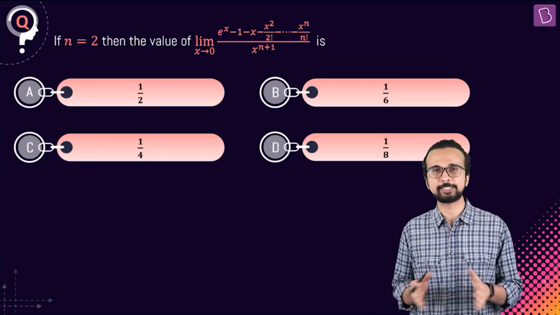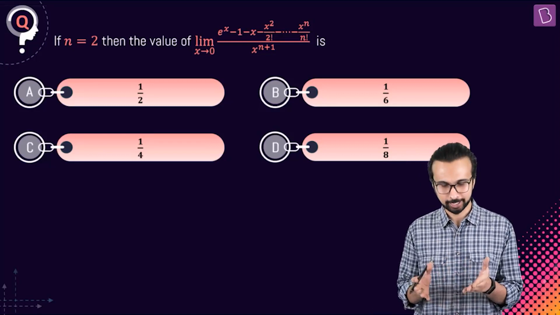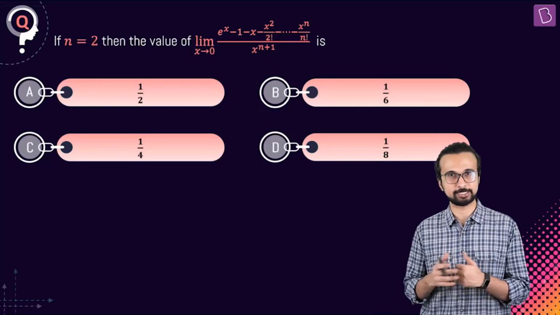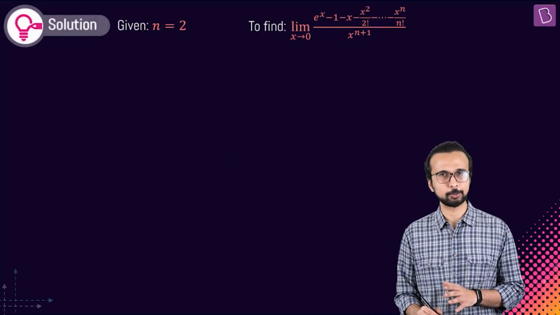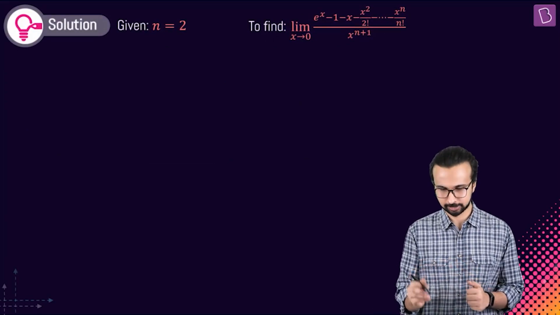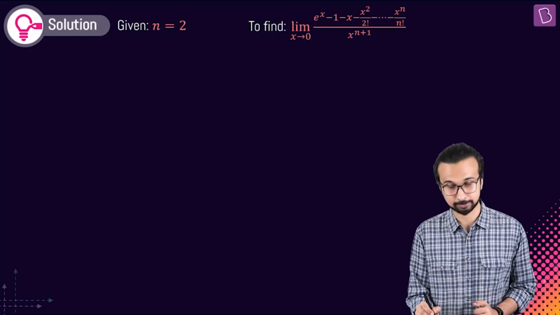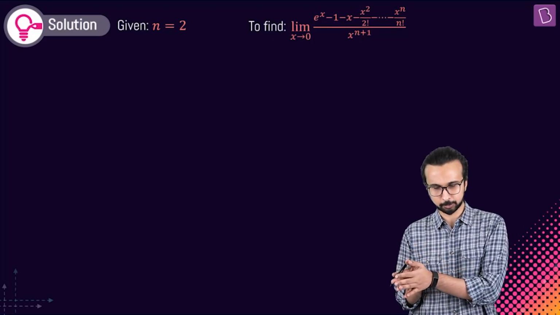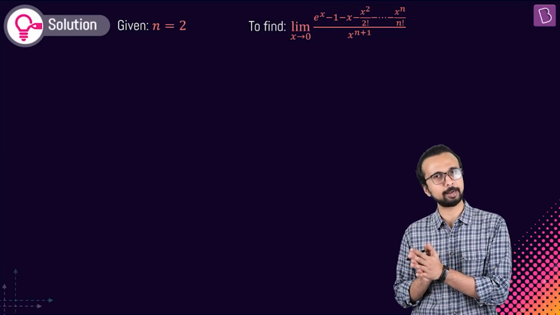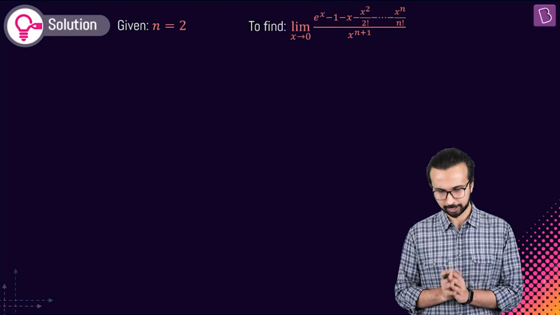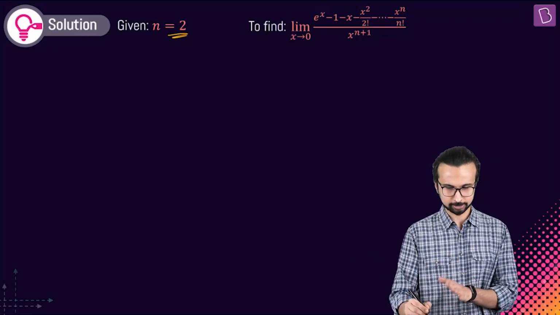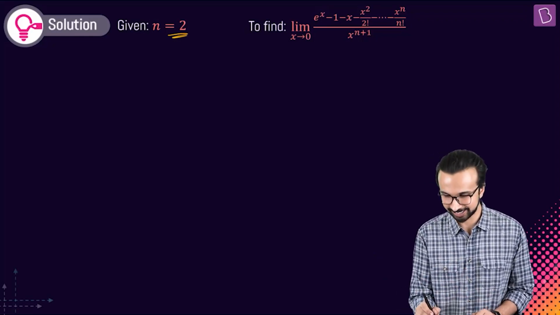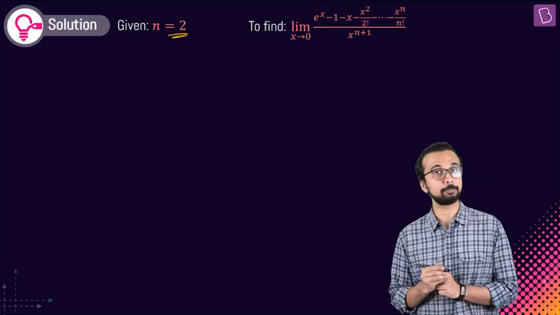In this question we are given that n is equal to 2 and we'll have to find the value of this given limit. Alright, let's go. So here n is equal to 2, lovely. And in this limit, you can see in the numerator, e power x minus 1 minus x square by 2 factorial and so on till x power n by n factorial. But n is equal to 2. We don't need to go till n factorial as such. We'll stop at 2 factorial there, divided by x power n plus 1.